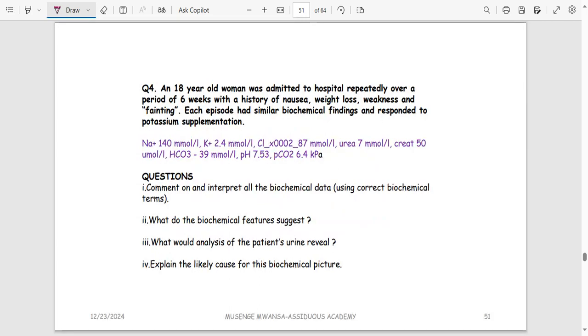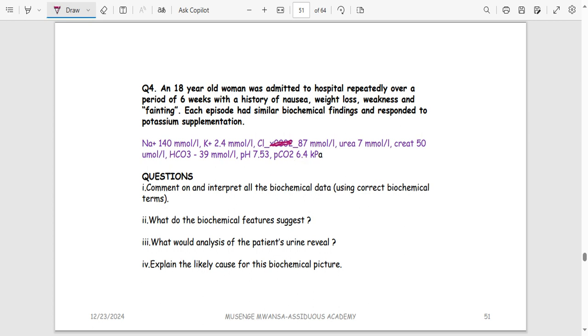Number 4, an 18-year-old woman was admitted to hospital repeatedly over a period of 6 weeks with a history of nausea, weight loss, weakness, and fainting. Each episode had similar biochemical findings and responded to potassium supplement. Then why you can respond to potassium supplement is if you have got hypokalemia. Sodium is 140, potassium is 2.4, chloride is 87, urea is 7, and then creatinine is 50, bicarbonate is 39, pH is 7.5, partial pressure of carbon dioxide is 6.4.